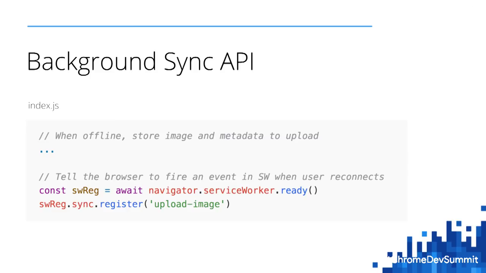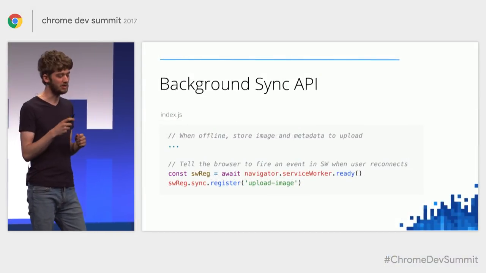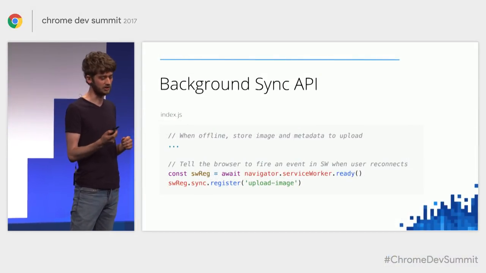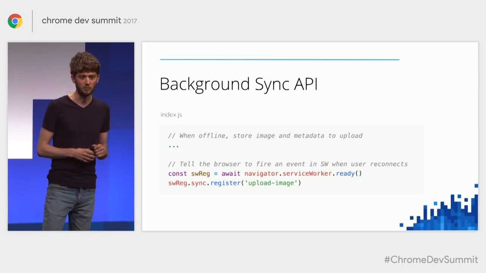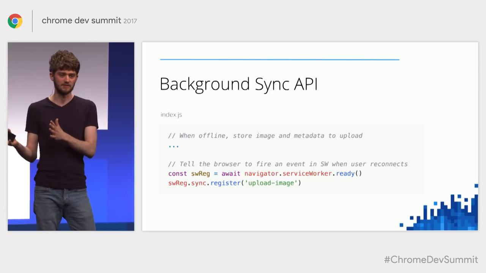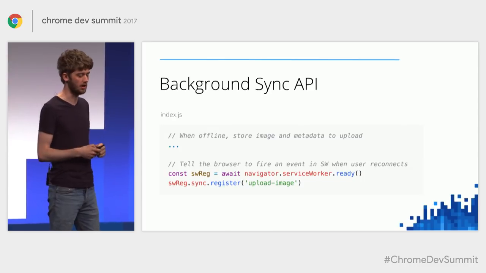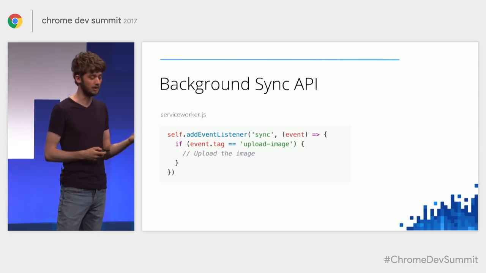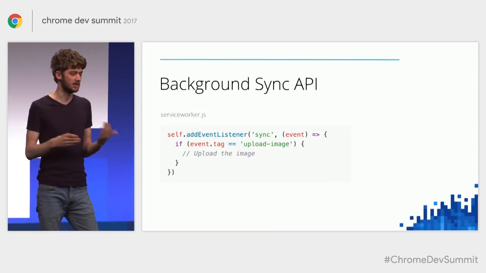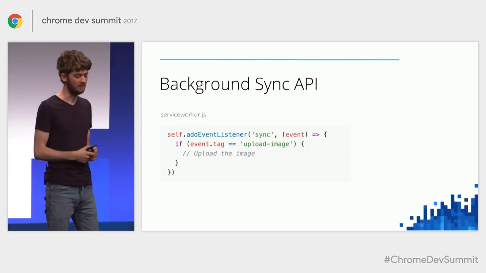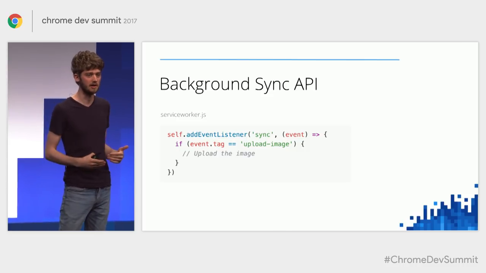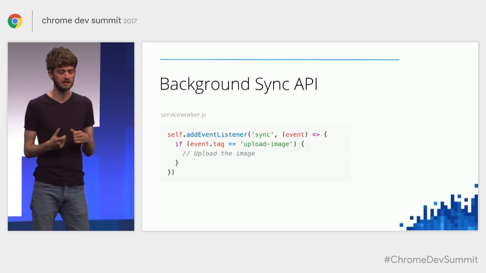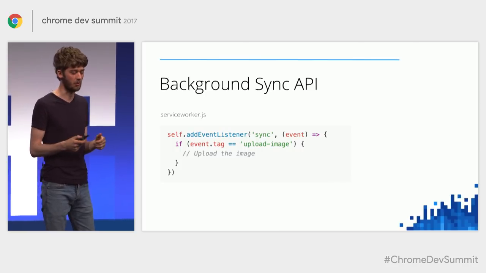So to do that, we get a reference to the service worker registration by calling await navigator.serviceWorker.ready. And then we call serviceWorkerRegistration.sync.register, and we give it a tag. So then later when the event is fired, we know what we're supposed to be doing, what we'd scheduled this sync for. And then in the service worker, it's really simple. You listen for a sync event. You look to see what the tag was, so you know what you're supposed to be doing. And if it's upload image, you're just going to pull all of the pending images and data that you wrote to the disk and upload them to the server with a fetch request.